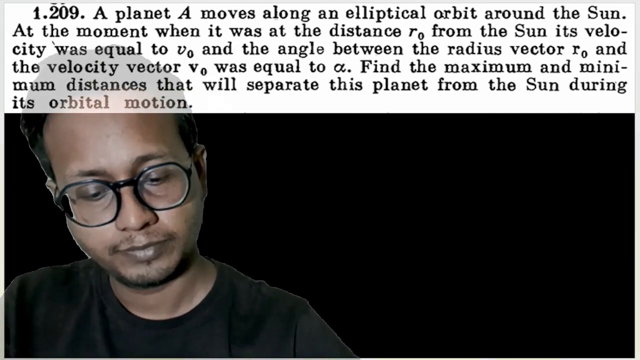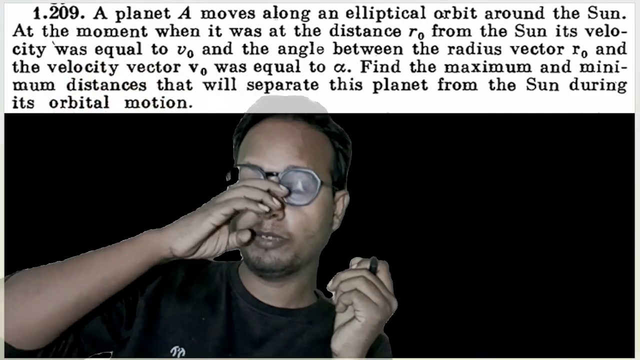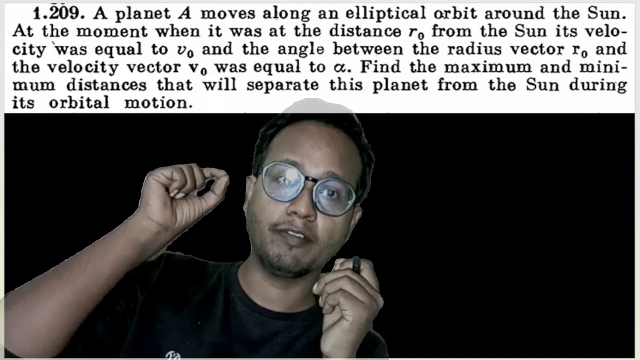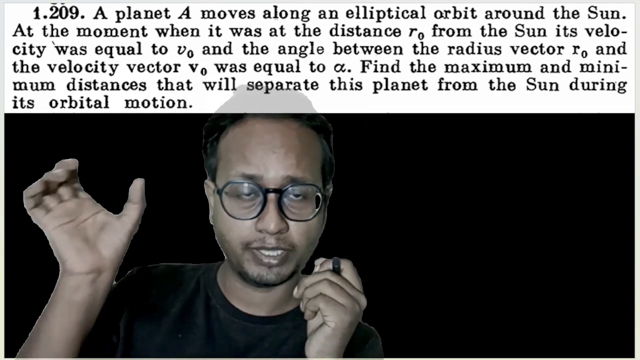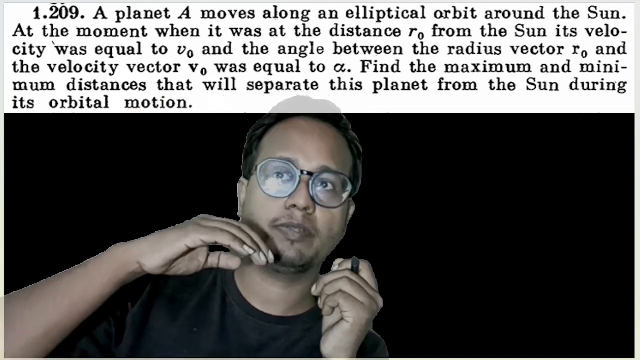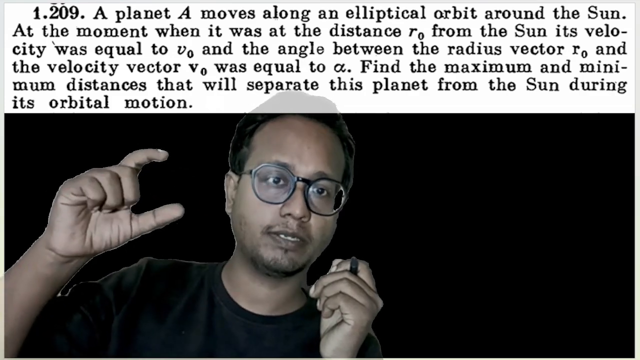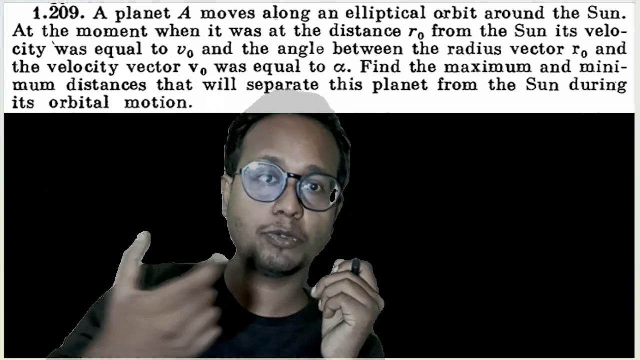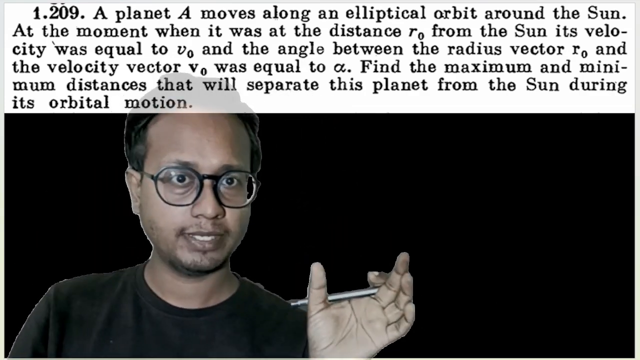So let's start with the question. In this question, we have an elliptical orbit, and whenever there is an elliptical orbit, you can either remember the formulas, or a better way to approach an elliptical orbit is to just remember two equations. Energy equation, that means the total mechanical energy will always remain conserved, isn't it?